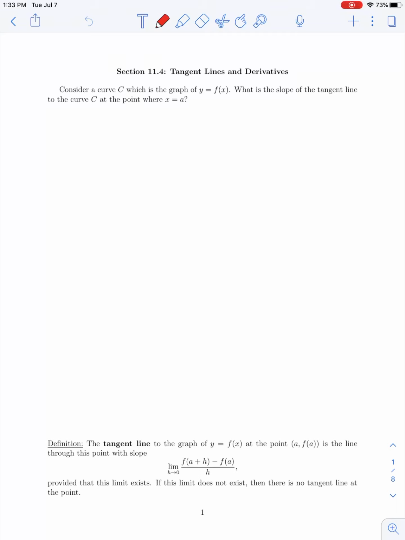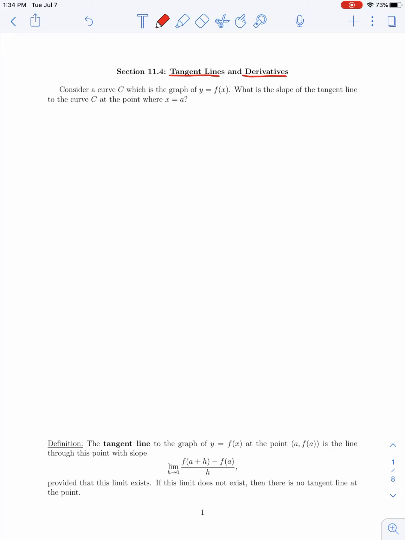Okay, in today's lecture, we're going to cover the first part of the section 11.4 material on tangent lines and derivatives. So in this section, we're going to discuss in more detail the concept of an instantaneous rate of change that we had seen in section 11.3.